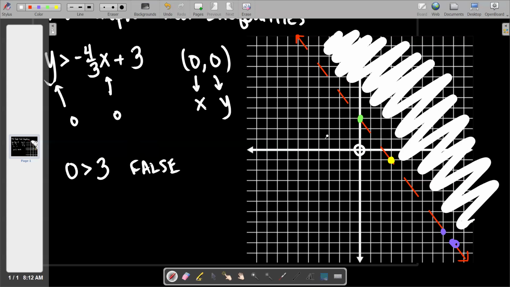And I hope you remember this from the past. That is how you graph a linear inequality. You graph the line that is the boundary, determine if it's solid or dotted, and then shade the correct side.